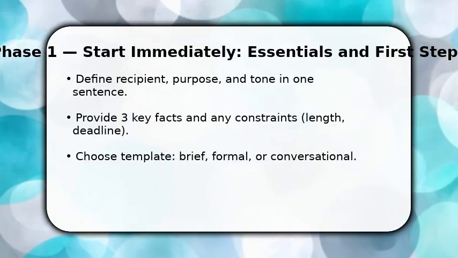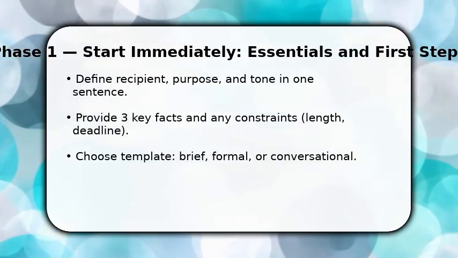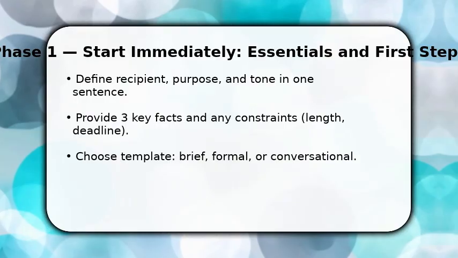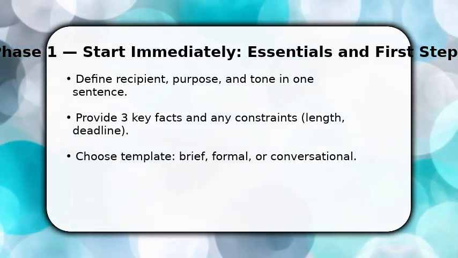You begin by stating who the email is for and why. This sets filters for tone and content. Next, give ChatGPT 3 core facts and constraints: word limit, deadline, or attachments, so it won't guess.